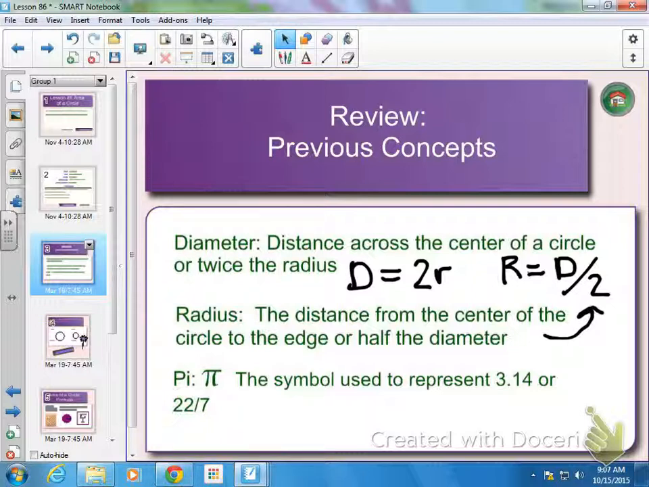In pi, we know the symbol for pi is this. The symbol used to represent 3.14, or it's the ratio of 22 divided by 7. Either way, both the same thing. But for this case, we will be using 3.14.